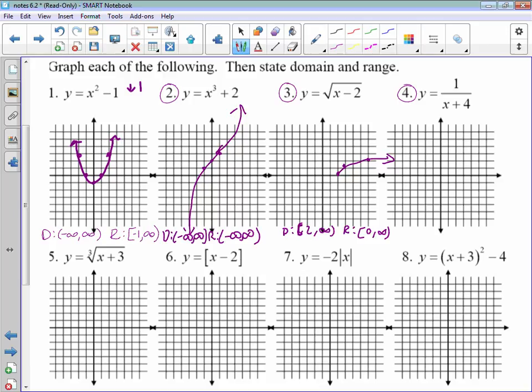Alright guys, let's try for number 3. Everything shifted to the right 2. Your domain is now 2 to infinity. Your range is 0 to infinity.